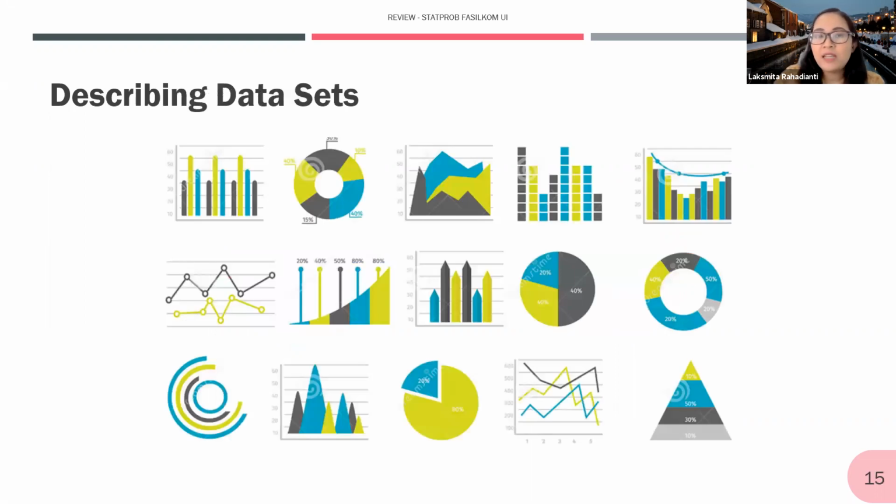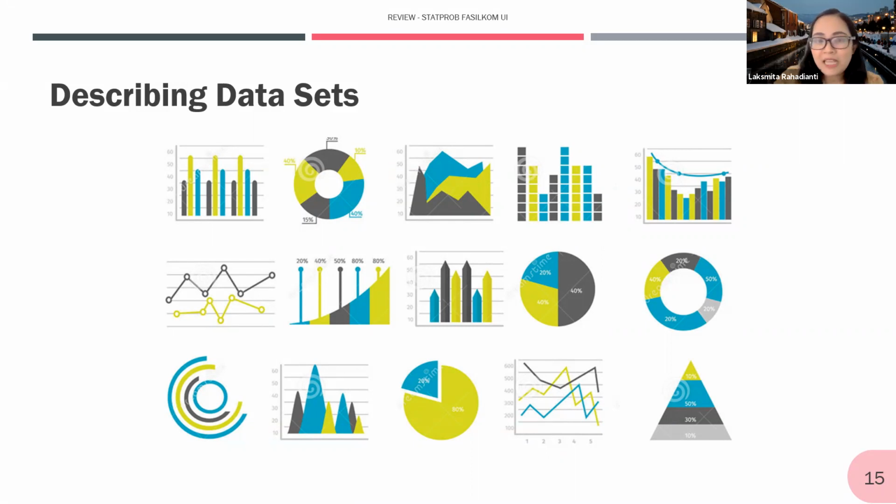So for describing data sets, don't forget we have multiple ways to show them because humans are very visual. So we like to use many different types of visualization. We can visualize it with absolute values or relative values. We can also display it using grouped data or ungrouped data. There are many variations in visualizing our data.